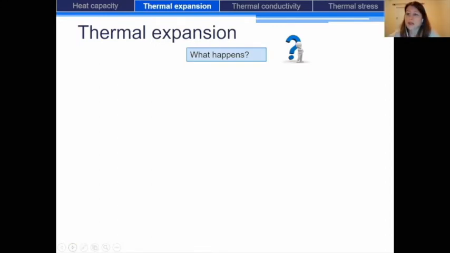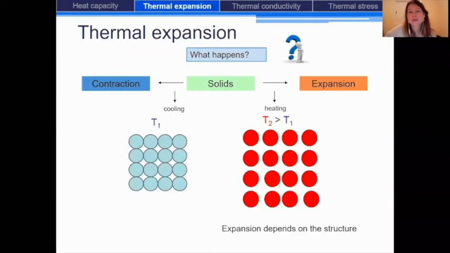So now let's talk about thermal expansion. So what is it and what happens? If a solid is cooled, we observe a contraction. So at the atomic scale, we will observe a decrease of the interatomic spacing between the atoms. On the contrary, if we heat this solid, the interatomic distance between the atoms will increase. And so the expansion depends on what is happening in the structure.